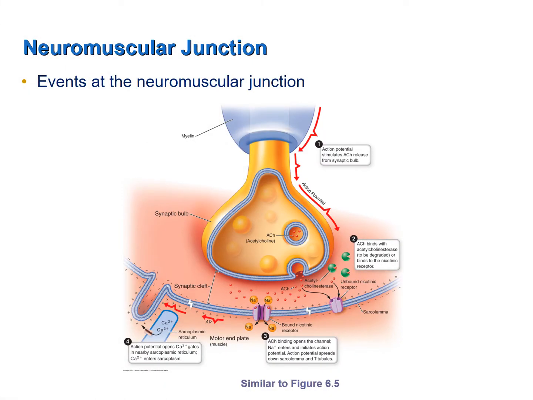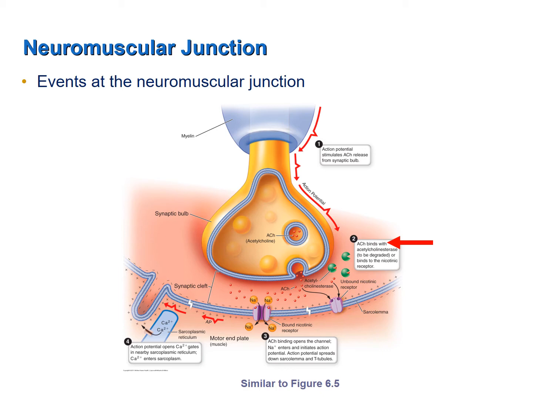Now let's discuss the events that occur at a neuromuscular junction. So let's say that a motor neuron is going to stimulate a skeletal muscle fiber to contract. Let's look at the events that are involved in that process. The motor neuron is sending an action potential, or nerve impulse, down its axon. It's going to move into the synaptic bulb. When it does so, it causes the vesicles of acetylcholine to merge with the plasma membrane and dump their contents, the acetylcholine, into the synaptic cleft.